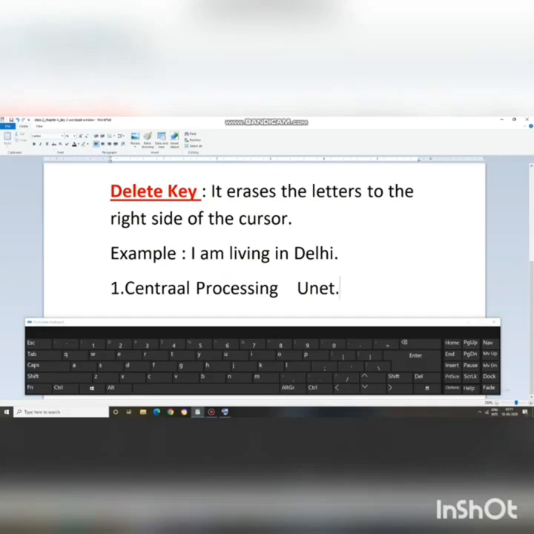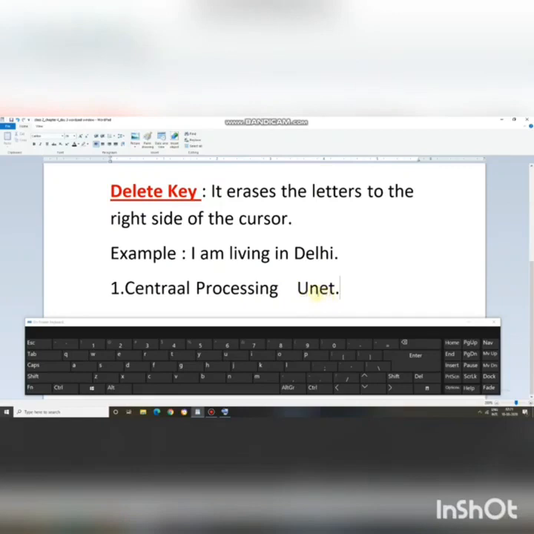Now, you must have seen so many mistakes which I have done, right? I will be deleting it, erasing it with the help of the delete key, and will be correcting it also. Let's see what is the first mistake in the first word. Central, A double A, it should be single A. Processing spelling is right. Now, can you see so much of space I've given in between the processing and the unit words. So I'll be deleting some of the space with the help of the delete key.